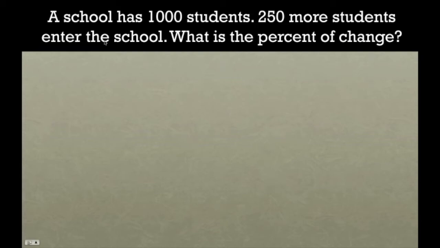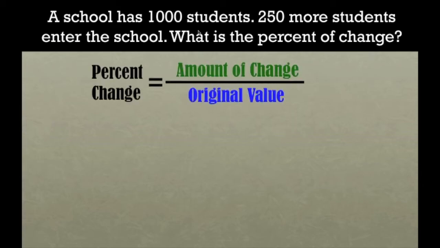How about this word problem? A school has 1,000 students. 250 more students enter the school. What is the percent of change? Well, think about what we have here. We have how many students are in the school, so we have the original amount of students in the school, and then it says 250 more students enter the school. So we can use this formula. The percent of change equals the amount of change over the original value times 100.